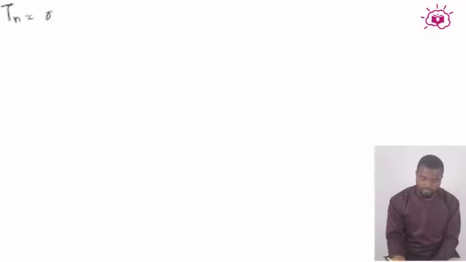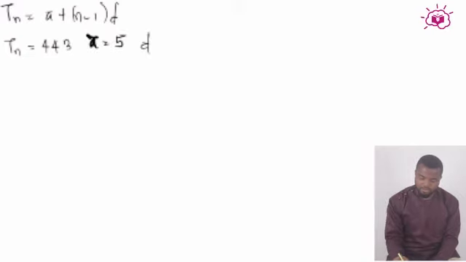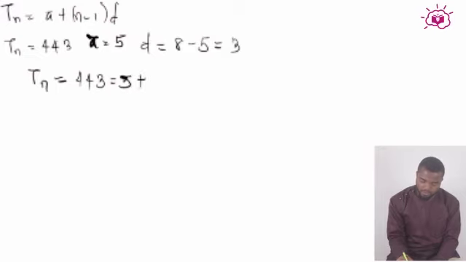So remember that the formula for the nth term would be a plus (n minus 1) d. So what are the terms we have? We have Tn, which is 443, that's the nth term. We have our first term from the progression as 5. Our common difference is the second term minus the first term, which is 8 minus 5, and that will be 3. So plugging this back into the equation, we have 443 equal to 5 plus (n minus 1) times 3, which is the common difference.